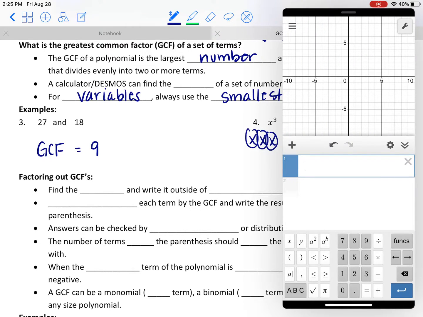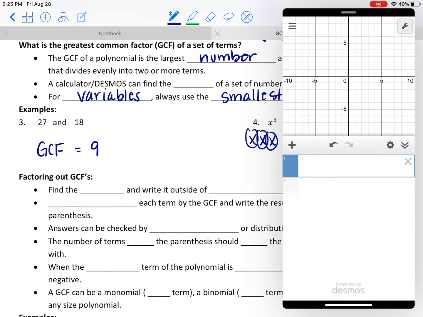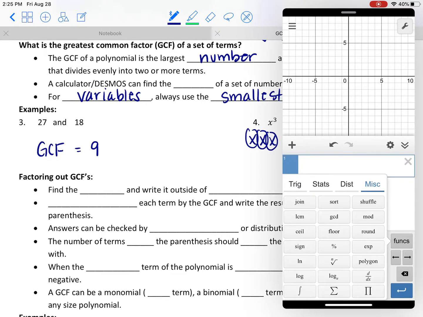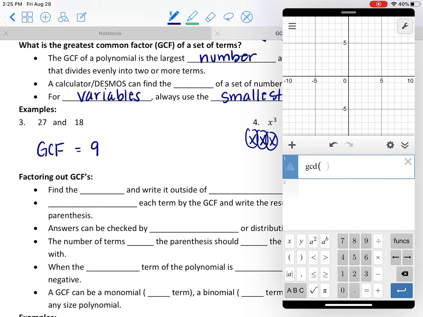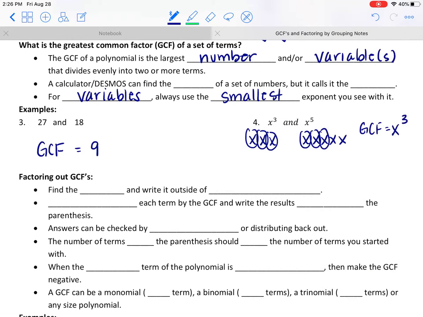So your calculator could probably do this, but since we're using Desmos, if you hit the function key in the corner here of the keyboard, and then go to the miscellaneous tab, you see where it says GCD. That's what the calculator calls greatest common factor. It calls it a greatest common divisor, which should make sense. If I wanted to know the greatest common divisor for, let's take that 54 and 84, if I type it into my calculator, it will tell me it's 6, so I wouldn't have to worry about making a factor tree. Okay? So the calculator can find the GCF for you as well.